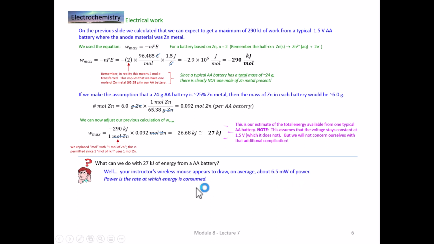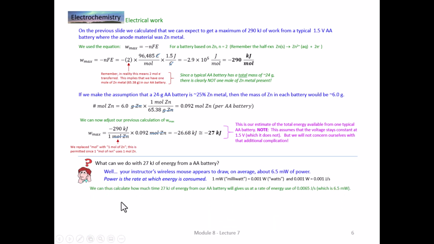Power is the rate at which energy is consumed. And a milliwatt is 1,000th of a watt. And this 1,000th of a watt, or a milliwatt, is equivalent to 0.001 joules per second. A watt is a joule per second, so 1 watt is the rate of energy use of 1 joule per second, so 0.001 watts would be 0.001 joules per second.